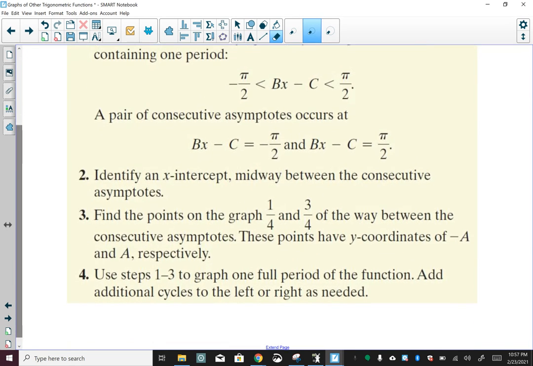You'll identify your x-intercept. Your x-intercept is always going to be between whatever it is that you're looking at. And then in between your x-intercept and the first asymptote, and the x-intercept and the other asymptote, that's where you're going to get your 1 and -1. Okay.